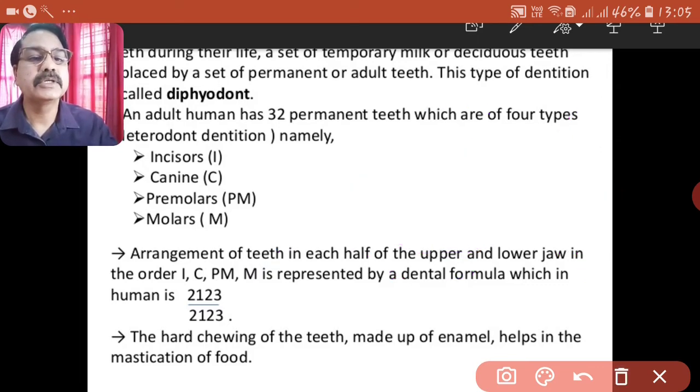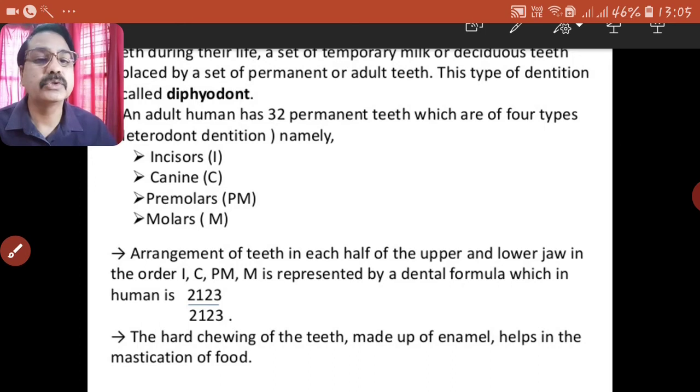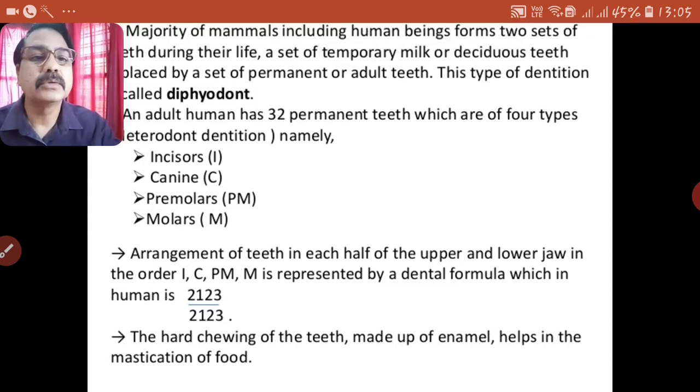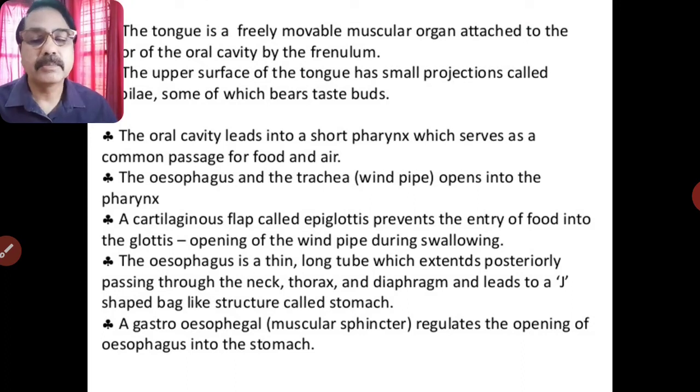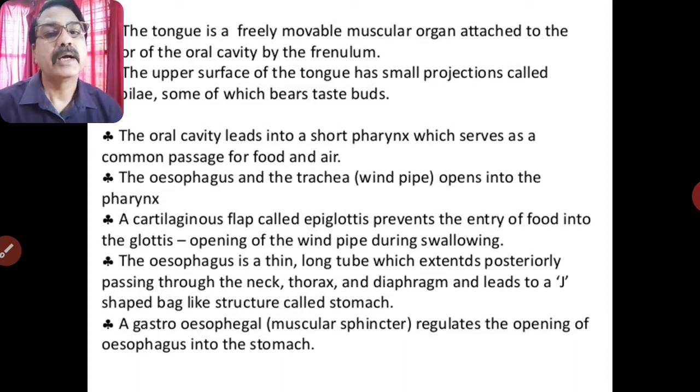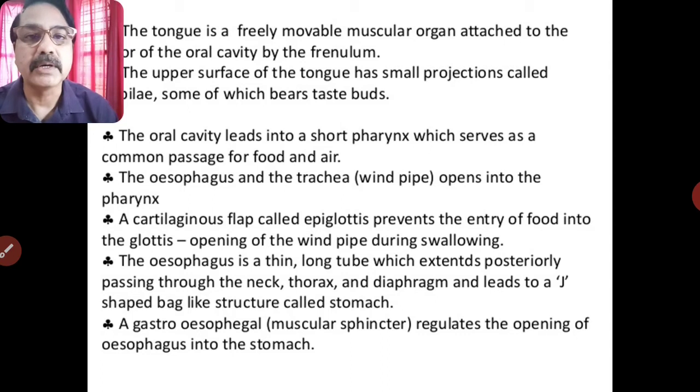Here you can see the hard chewing surface of the teeth is made up of enamel, which helps in the mastication of food. Children, this is very important: the hardest part of our teeth is called enamel. Now we can see another very important part in the buccal cavity, which is called the tongue. The tongue has many functions. One is tasting of food. It helps in speaking, and it is also used for mixing the saliva into the food during the digestion process.